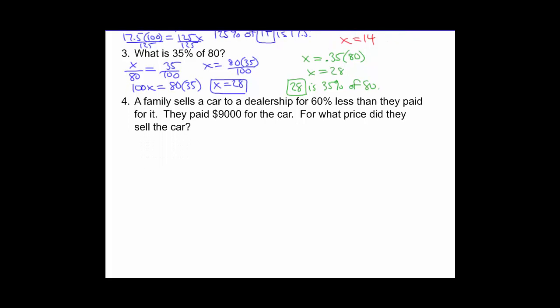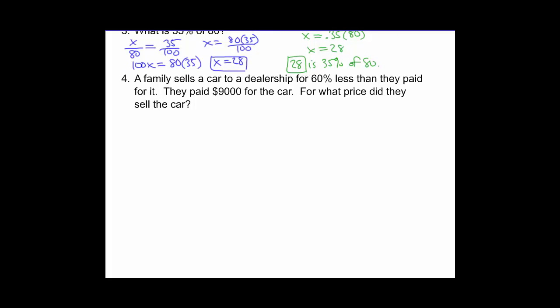Finally, example 4. A family sells a car to a dealership for 60% less than they paid for it. They paid $9,000 for the car. For what price did they sell the car? Well, we've got a percent, 60%, and we've got a number, 9,000. What do we need to do? Well, it feels like we need to find 60% of 9,000.